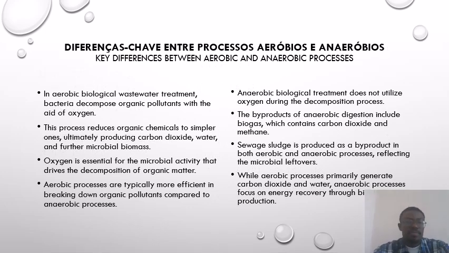Differences between aerobic and anaerobic processes. Just like we already talked about, the key differences are that aerobic processes use energy, oxygen, to break down waste quickly into carbon dioxide and water and sludge, whereas on the contrary, anaerobic doesn't use energy. It's slower but produces biogas, which is methane and carbon dioxide for energy, plus some sludge.